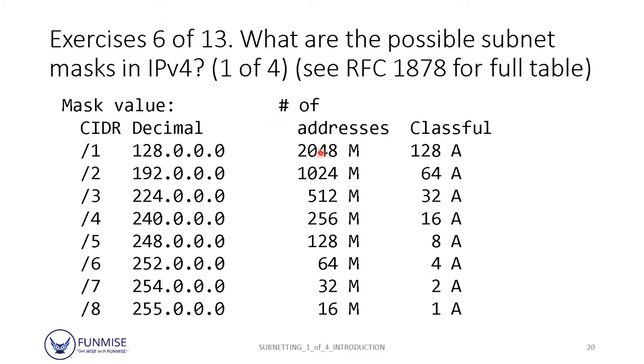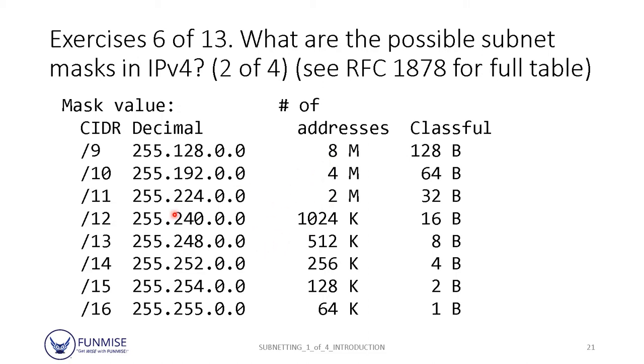Here is the number of addresses, as in there are 2,048 million addresses available, and this denotes how many Class A's are available using classful masks. So 128 Class A's are available if you use this particular mask. Now, this shows the mask. So we'll continue to view through these.